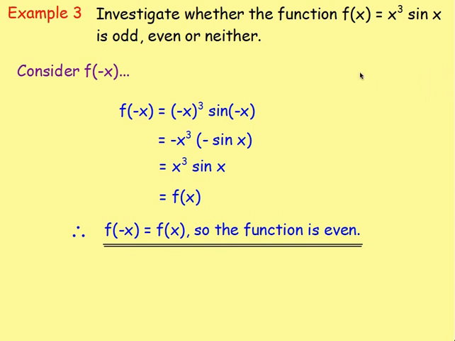You won't always be told to prove whether it's odd or even. Sometimes it'll just say investigate and then let us know what you think. So for this one here, f of x equals x cubed sine x. Is it odd? Is it even? Is it neither? Start the same way, f of negative x. Work that out. Because you get back to f of x, it means it's going to be an even function.